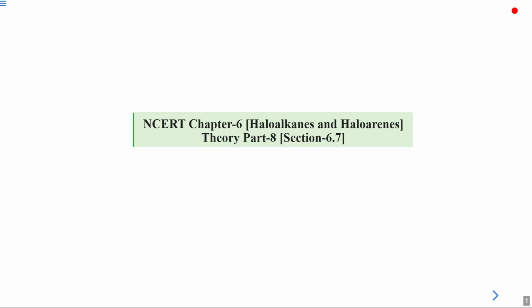So today we are going to see the theory part 8 of the chapter 6 Haloalkanes and Haloarenes. So let's begin our today's topic. NCERT chapter 6 Haloalkanes and Haloarenes theory part 8, and specifically today we are going to focus on the section 6.7.